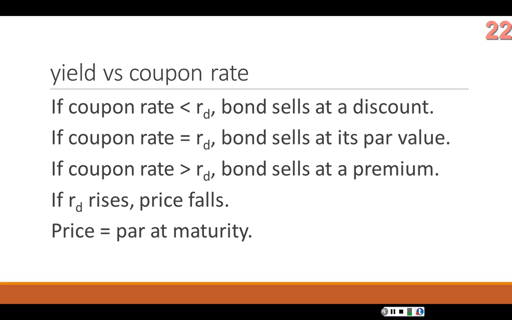Again, if the coupon rate is less than the required return, the bond trades at a discount. If it's equal to the required return, it trades at par. And if it's greater than the required return, the bond trades at a premium. If the required return increases, the price is going to fall. And the price is equal to the par at maturity.